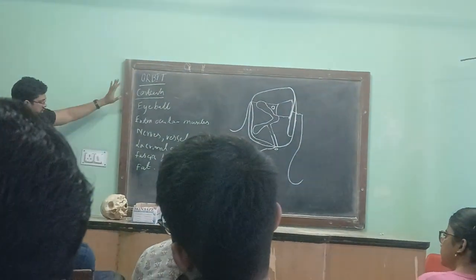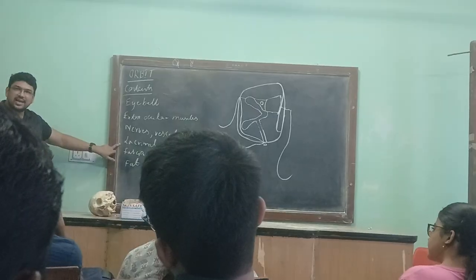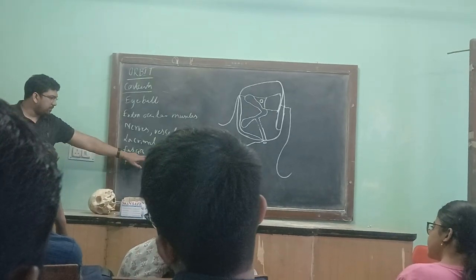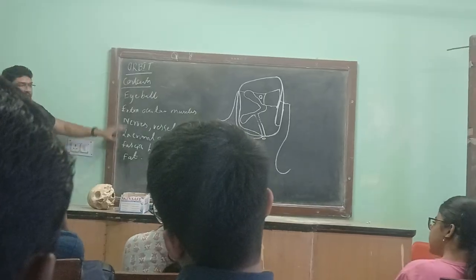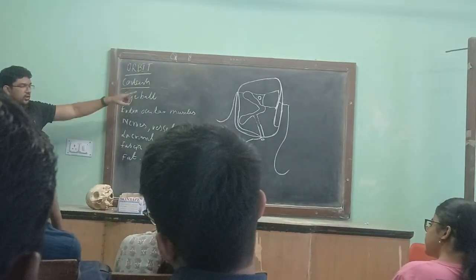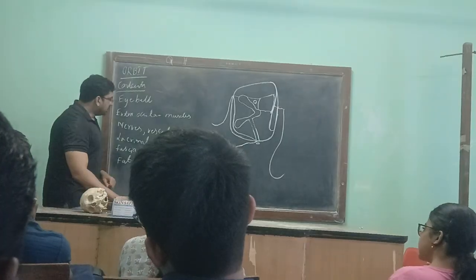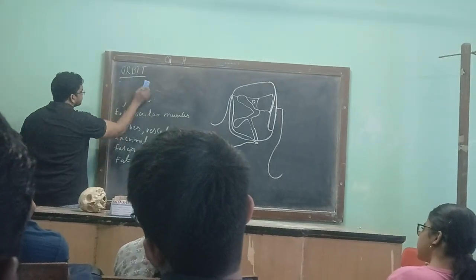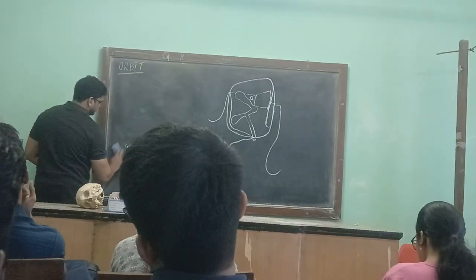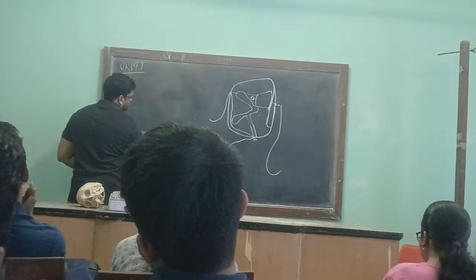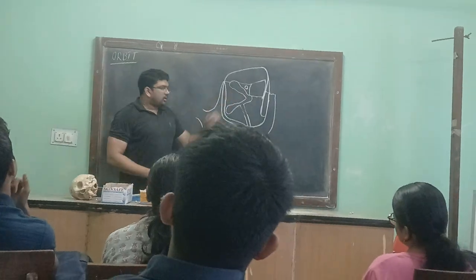So far we have seen the eyeball, extraocular muscles, nerves and vessels, lacrimal gland, and fascia bulbi. Bulbi means belonging to the eyeball. And then fat. So these are the basic contents we are going to see in the bony orbit. Now let us see what the bones forming the orbit are.